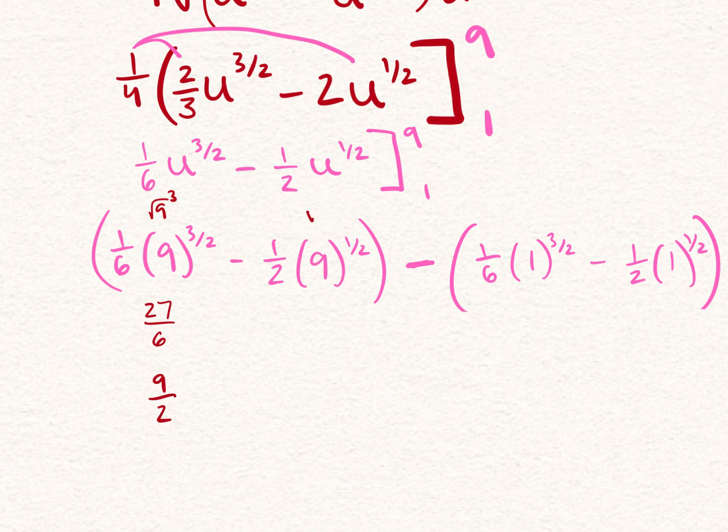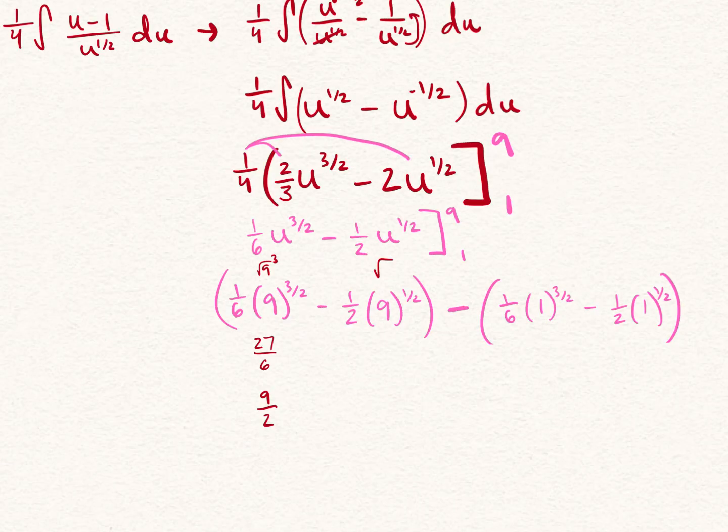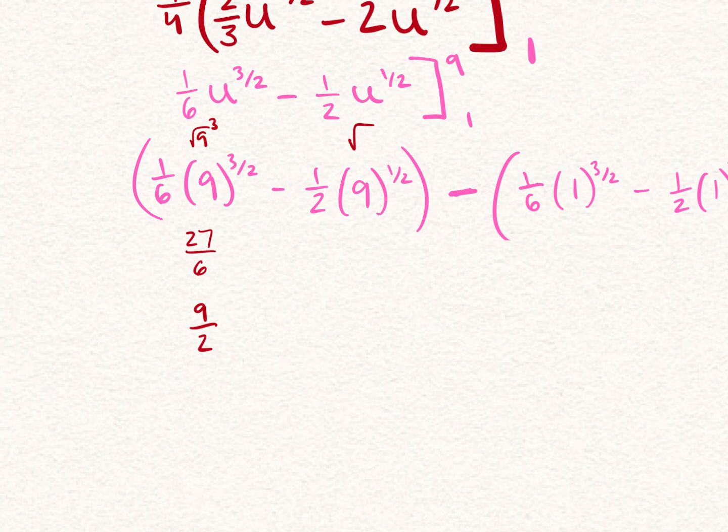9 to the 1/2 power, yes. Okay, so this would be the square root of 9, which would be 3, so minus 3 over 2. So then 9 minus 3 would be 6 over 2, which would give us 3.